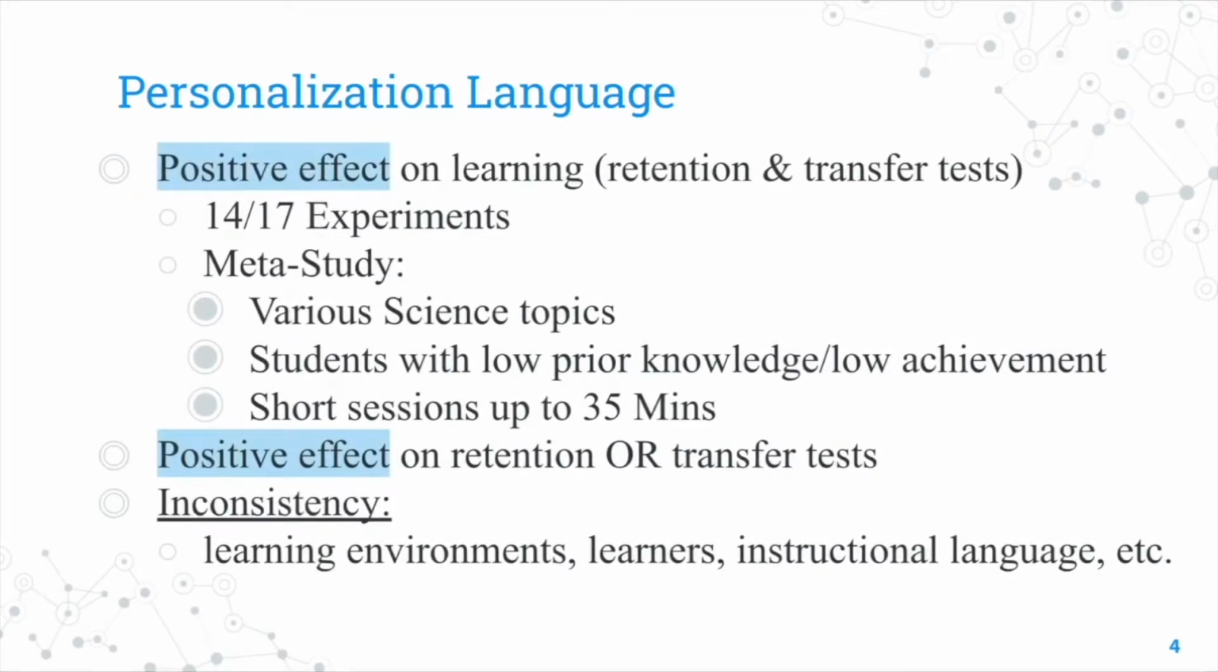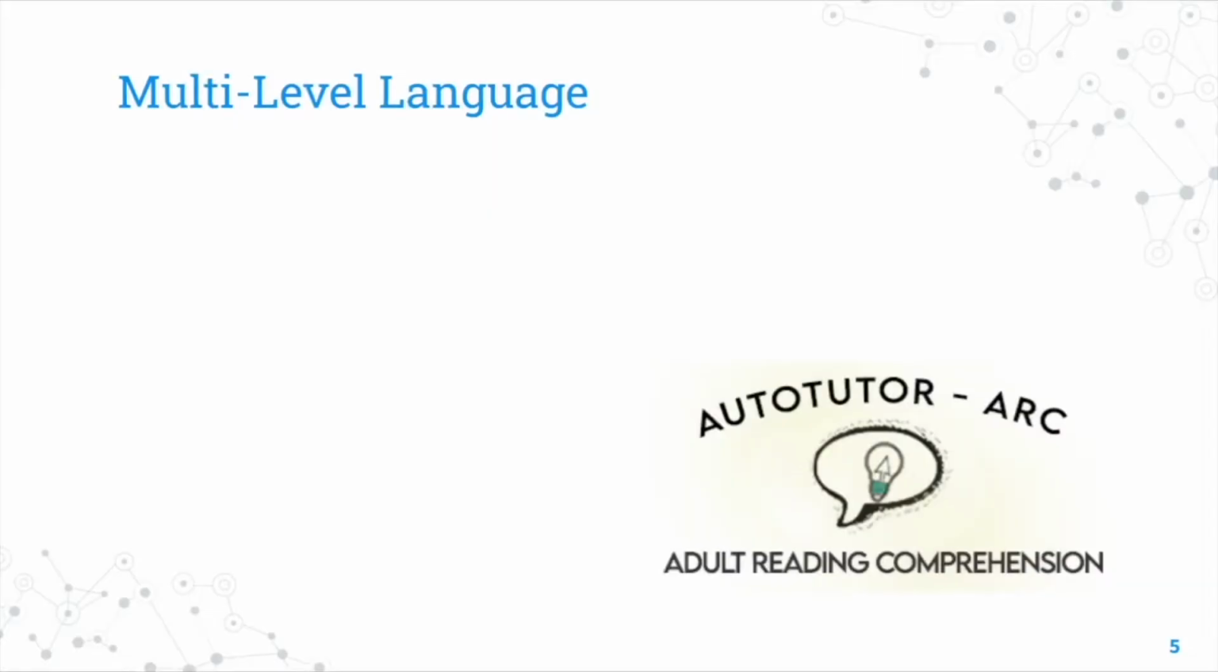A meta-study showed that in 14 out of 17 experiments, personalized or informal language had a positive effect on learning, which involves both retention and transfer tests. These experiments focused on teaching and testing various science topics, and the correlation was most significant in cases where students had low prior knowledge or achievement and in short sessions up to 35 minutes. Other studies found positive effects on retention or transfer tests, but not both. This inconsistency could have been caused by differences in learning environments, learners, and instructional language.